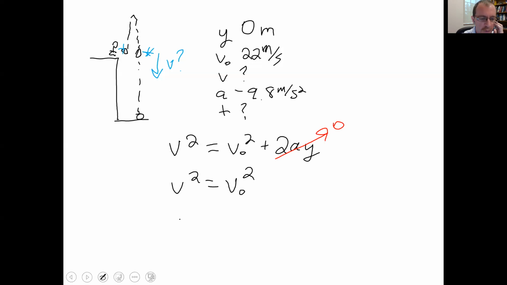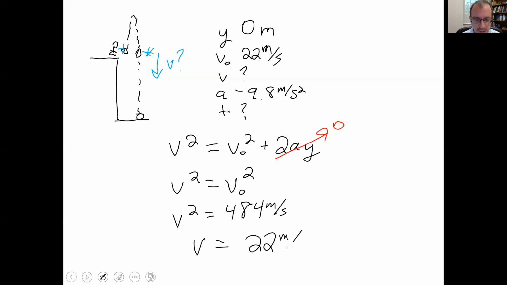I'm going to go ahead and plug in numbers. When I plug in 22 meters per second and square it, I get 484 meters squared per second squared. And then when I take the square root, I get that v is equal to 22 meters per second. That's great and all, but if I stopped right here and said that was my answer, I would actually be incorrect because it's moving downwards. So I have to remember to put in that negative sign.